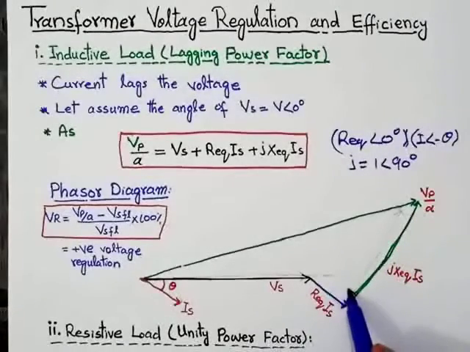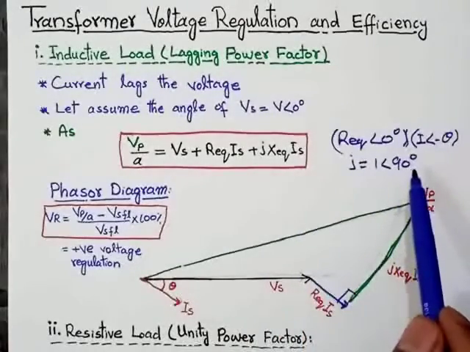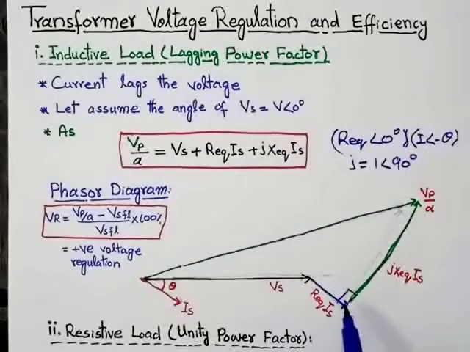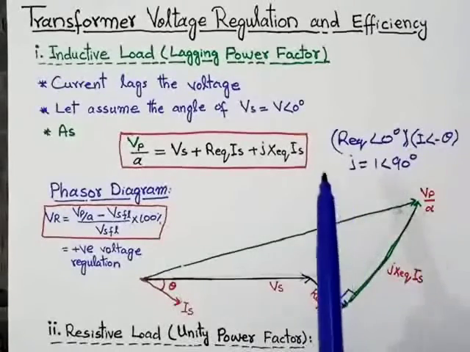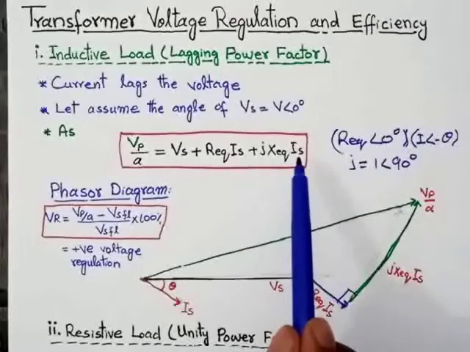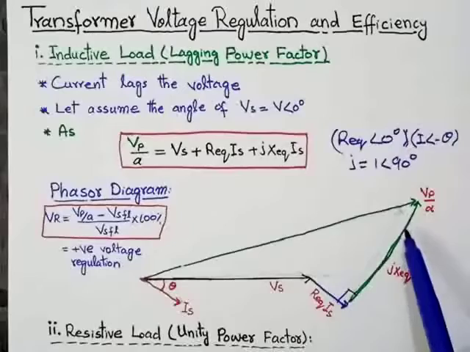So this is the 90 degree. 90 degree means j is basically equal to 1 angle of 90 degrees. So that's why the vector of this phasor, that is jX equivalent into Is, will be like this, because when we add minus theta with 90 degrees, the overall effect will look like this.